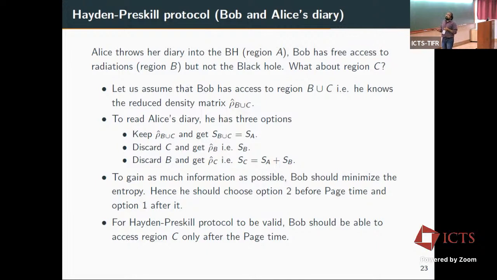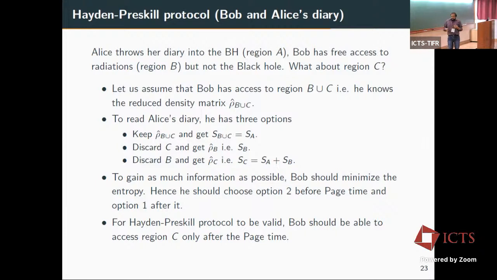Second option is to discard the confined sector. Then the entropy associated with the information that he has would be SB, as he'll get rho hat B. Third option is to discard the radiations themselves, and then the reduced density matrix that he gets is rho hat C, which corresponds to the entropy SC, which is SA plus SB. To gain as much information as possible, Bob should minimize the entanglement entropy. Hence, he should choose option 2 before the Page time and option 1 after it, which is to say that he should discard the confined degrees of freedom before the Page time, and he should consider the confined degrees of freedom after the Page time.